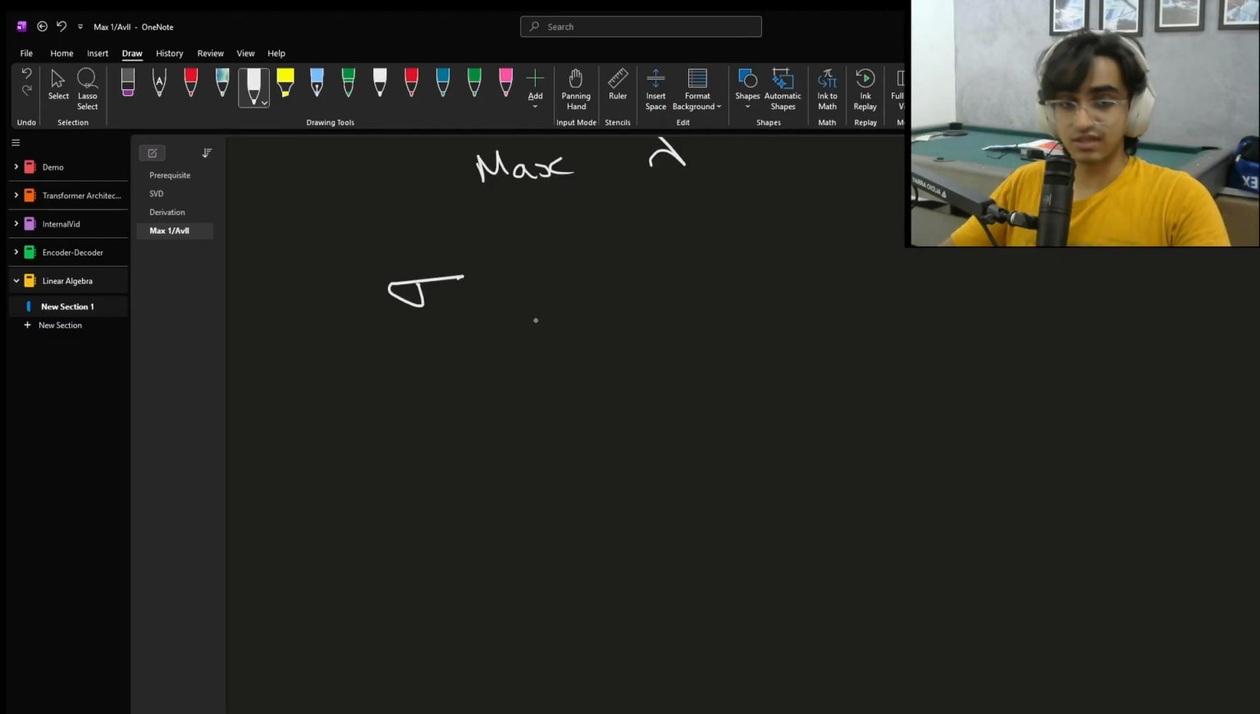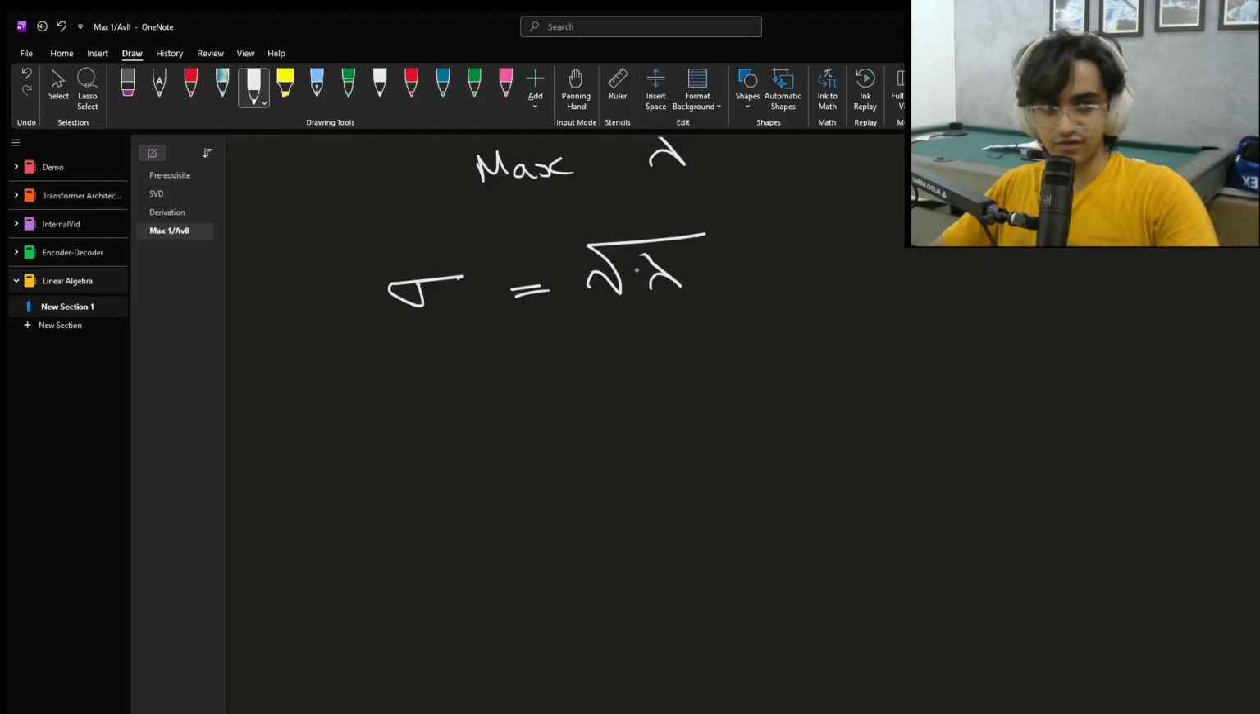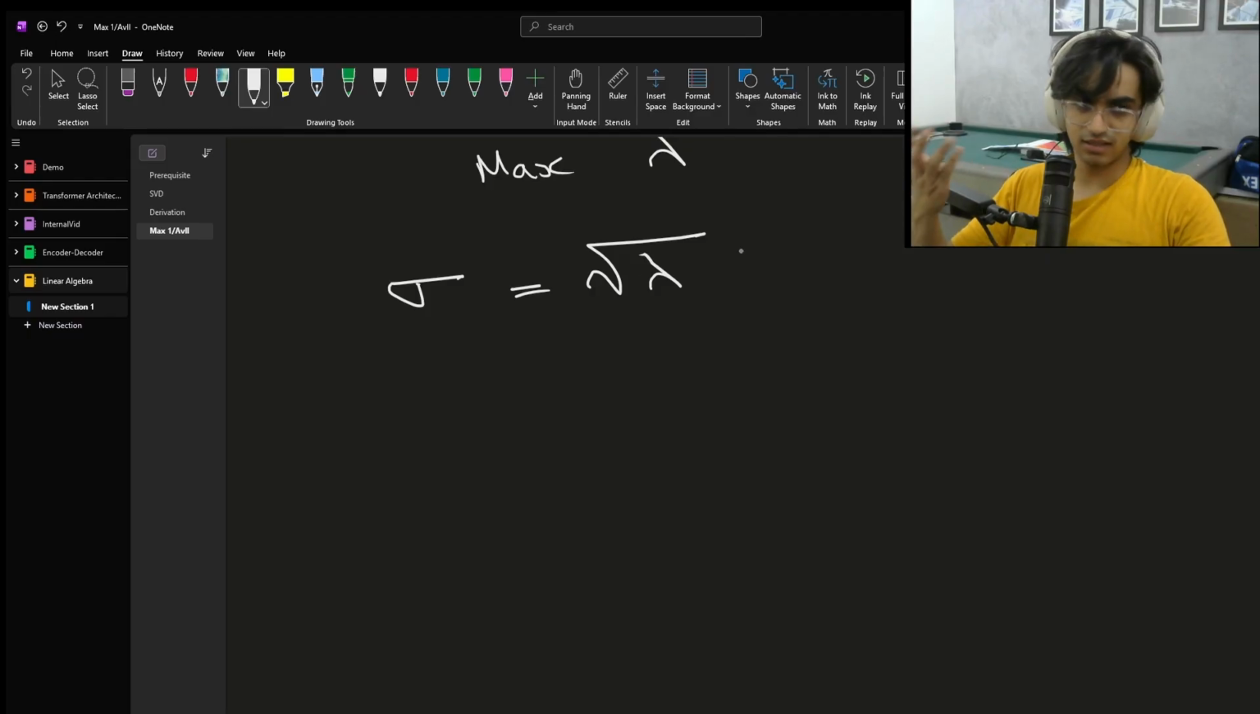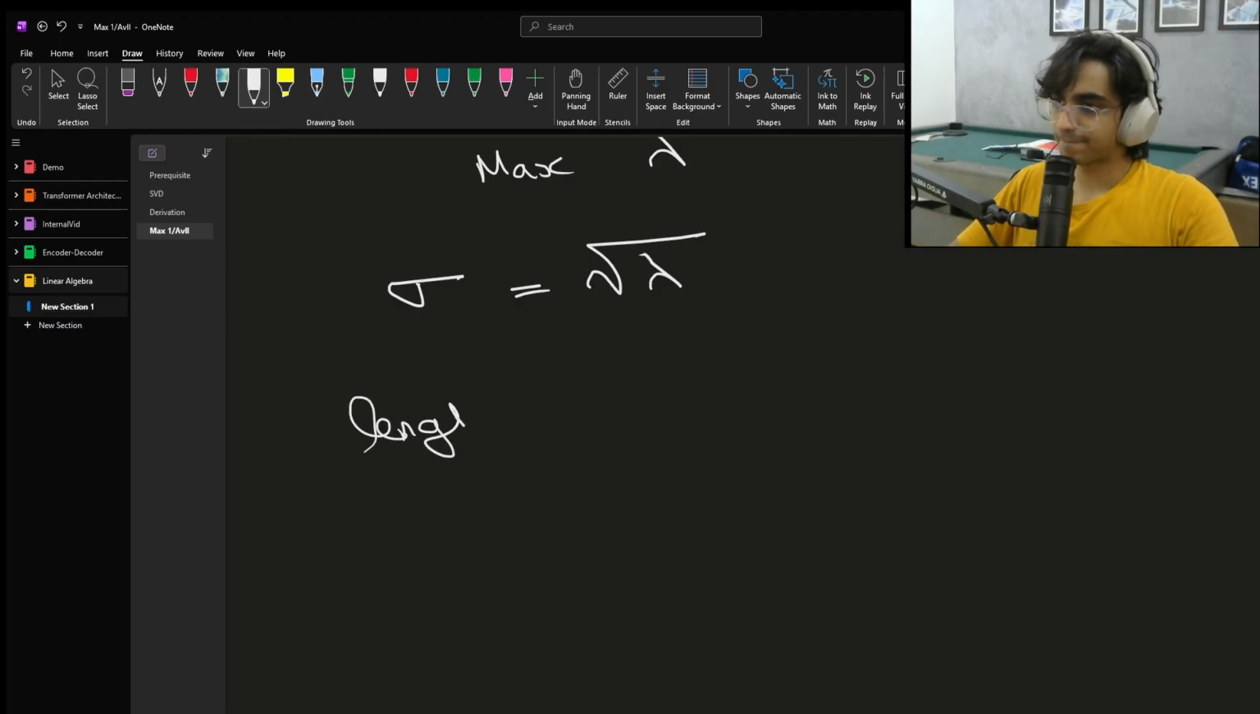So let's call this sigma. This is the singular value, which is nothing but the square root of lambda. And as we showed before, lambda is actually the squared distance, not the regular distance. So to get the actual length, we just need to take the square root. So we've proven that the length of AV is sigma.